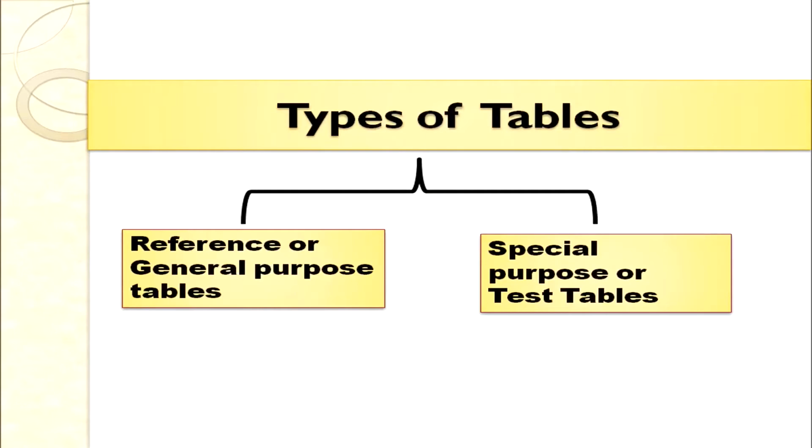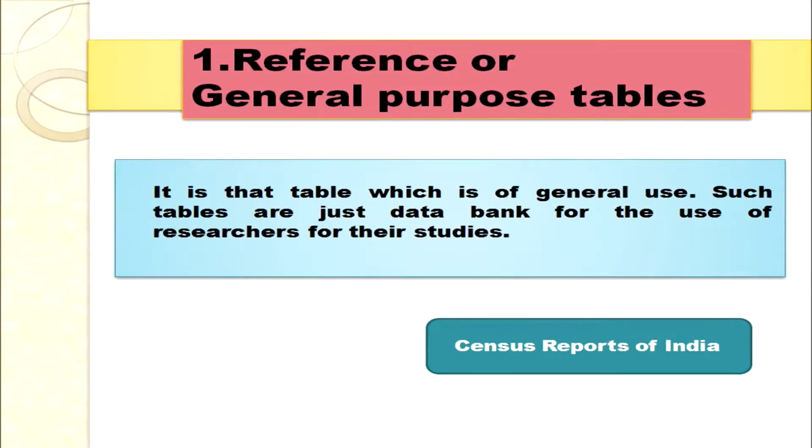There are 2 different types of a table. Reference, popularly known as journal purpose tables. Other is special purpose or test tables. So, tables can be constructed in 2 ways. Let us discuss them in detail. Very first, reference or journal purpose table. Now, it is that table which is of journal use. A lot of information, content is there. So, it is just a data bank for the researchers for their studies.